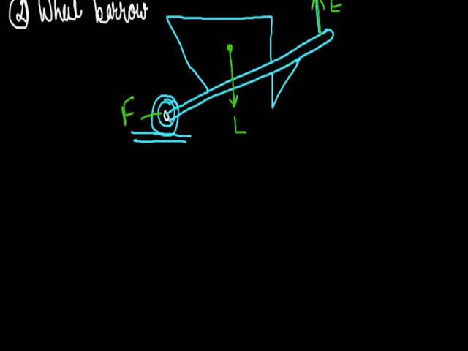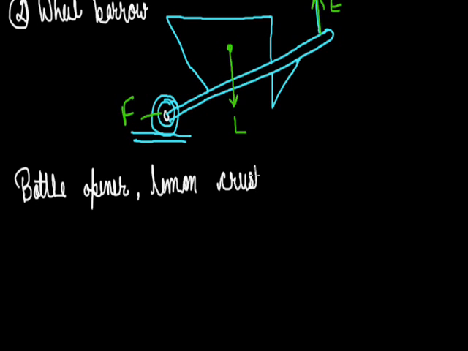Some other examples of second class lever we can write are bottle opener, lemon crusher, paper cutter, or a bar used to lift a load.